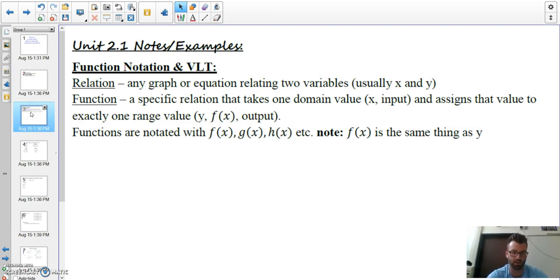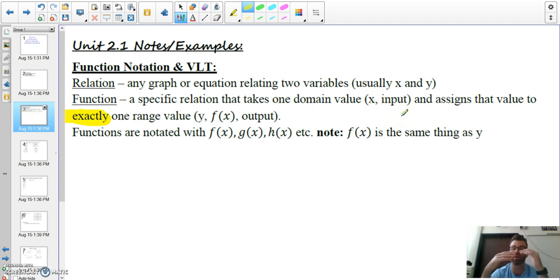A relation, as you'll see on your notes, is typed up for you. A relation is any graph or equation relating two variables, usually x and y. A function is a specific relation that takes one domain value, usually our x, and assigns that to exactly one, that's a key word, range value, which is usually a y value. It can be a y, it can be f of x, it can be an output. Again, our domain value can be x or it can be an input.